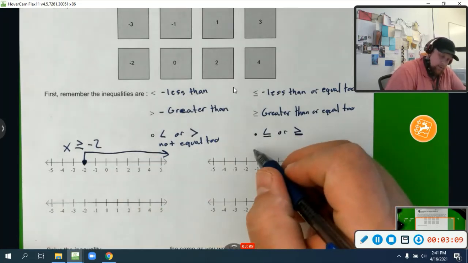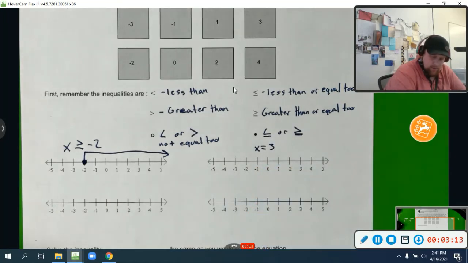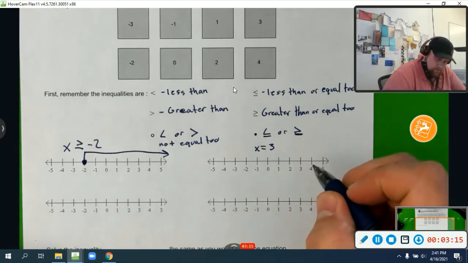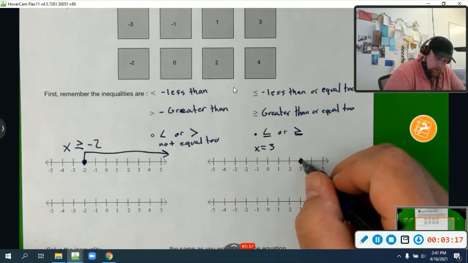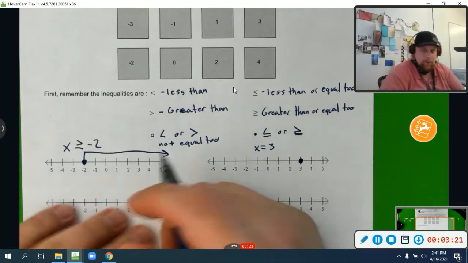So let's look again. What if I give you x equals 3? Well, we're going to draw a solid dot at 3, and that's all we're going to do. x equals 3. It's a single point. Only one value of x there.